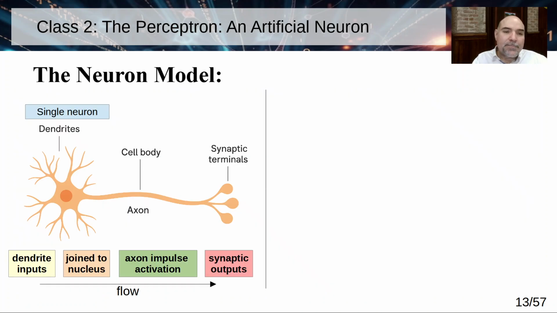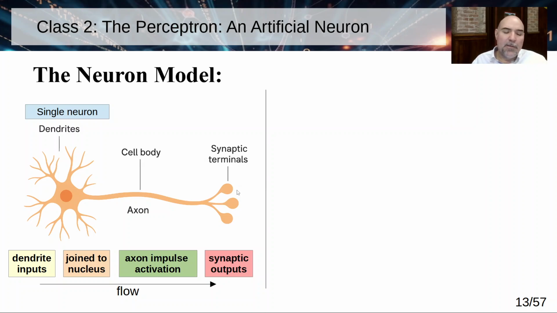But going back to that neuron model for a second. So that neuron model, we've got that single neuron, dendrites on the left. The cell body is that orange circle in the middle area. And then the axon carries the signal across. When the threshold gets reached, it goes to the synaptic terminals, in this case on the right.